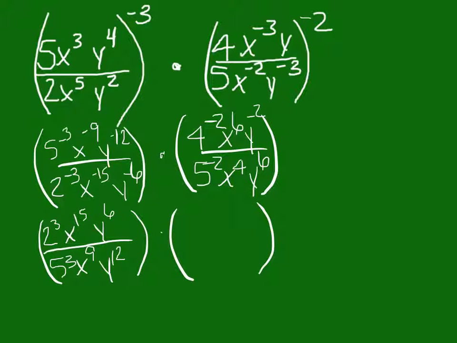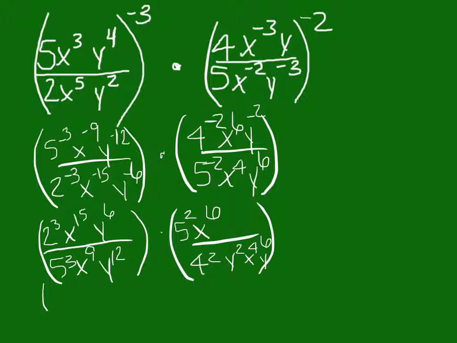Times 4 to the negative 2nd gets moved to the bottom and becomes 4 squared. X to the 6th stays on top. And y to the negative 2nd moves to the bottom and becomes y squared. Over. Now we have 5 to the negative 2nd gets moved to the top and becomes 5 squared. X to the 4th is already positive. And y to the 6th is also positive, so the exponent stays on the bottom.